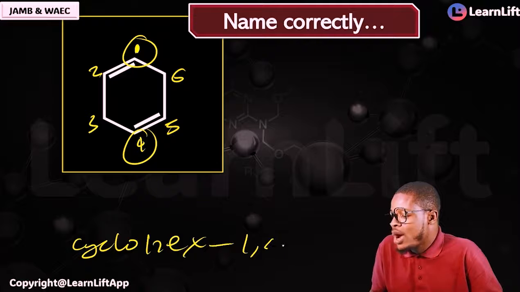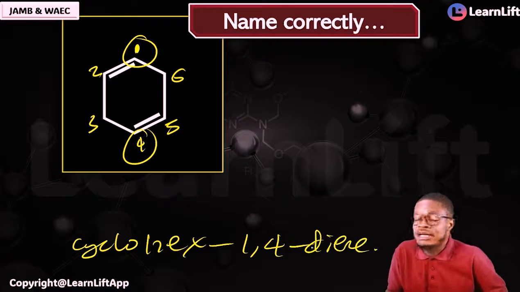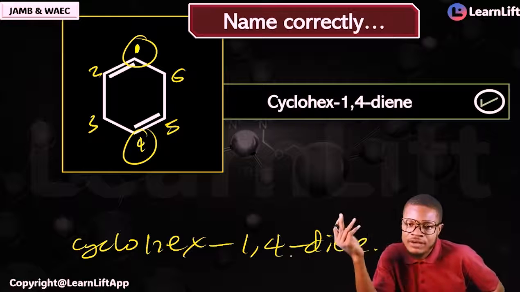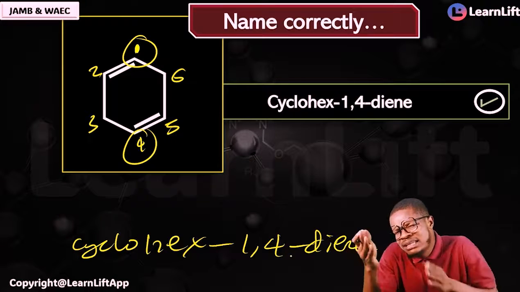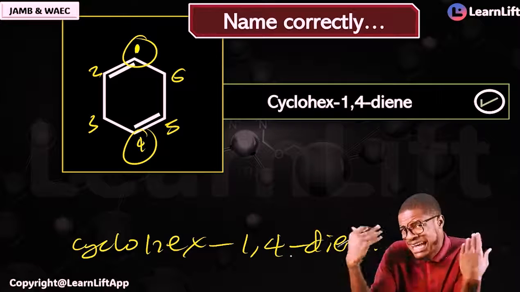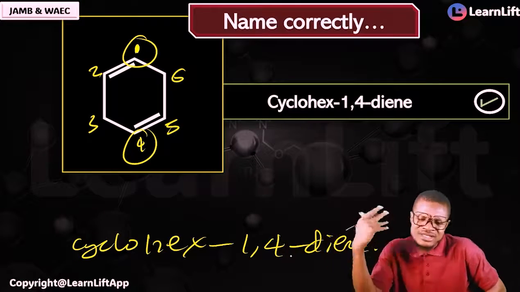Cyclohex-1,4-diene. That's the name. Very easy and direct. Oh, cyclohex-1,4-diene. You're out of there. Sir, please, I beg you. Do you understand this now? Very easy and direct. See that it's more difficult.